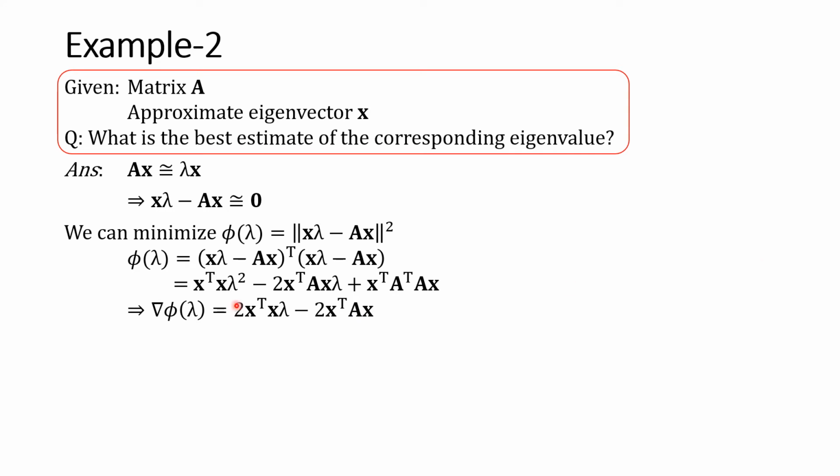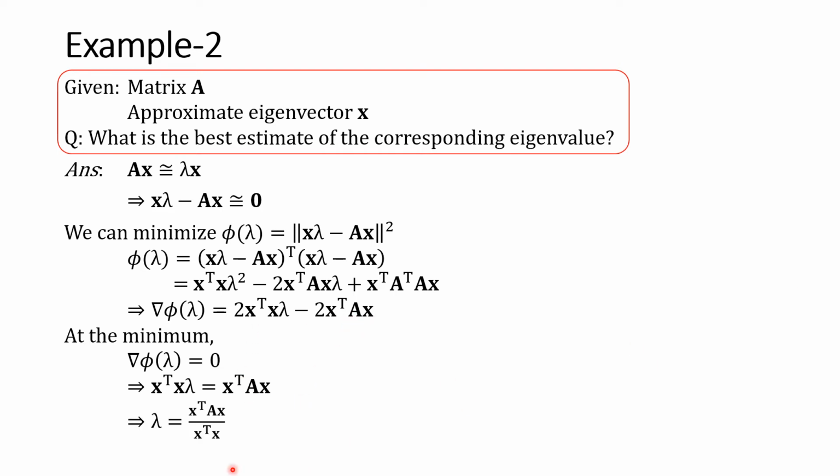And I will just assume that the Hessian is positive definite. So at the minimum, this derivative must be equal to 0, whence x transpose x lambda is equal to x transpose Ax. Whence lambda is equal to x transpose Ax over x transpose x. So this is the best estimate of lambda.